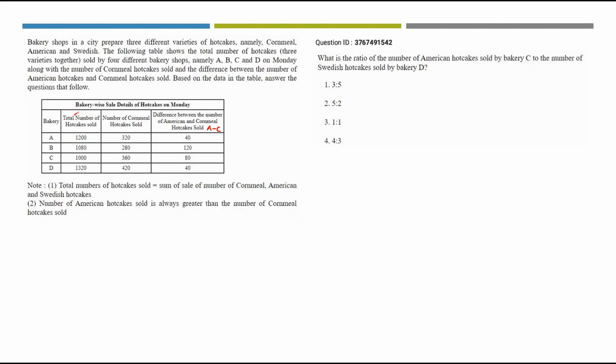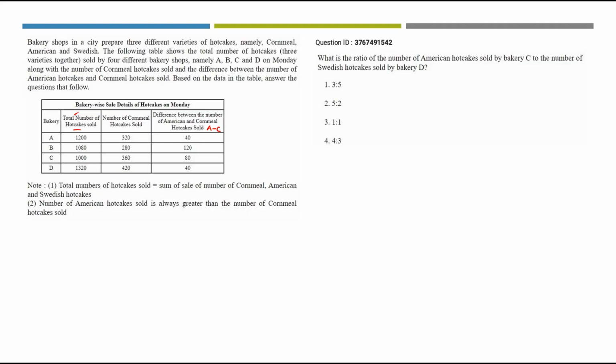So based on this difference, you will be able to find the American count because they have already given the cornmeal count here. After finding the American count, it will be easy for you to compute the Swedish count based on the total number of hotcakes sold. So you can get the number of any variety based on the given data. Now let's get into the question.